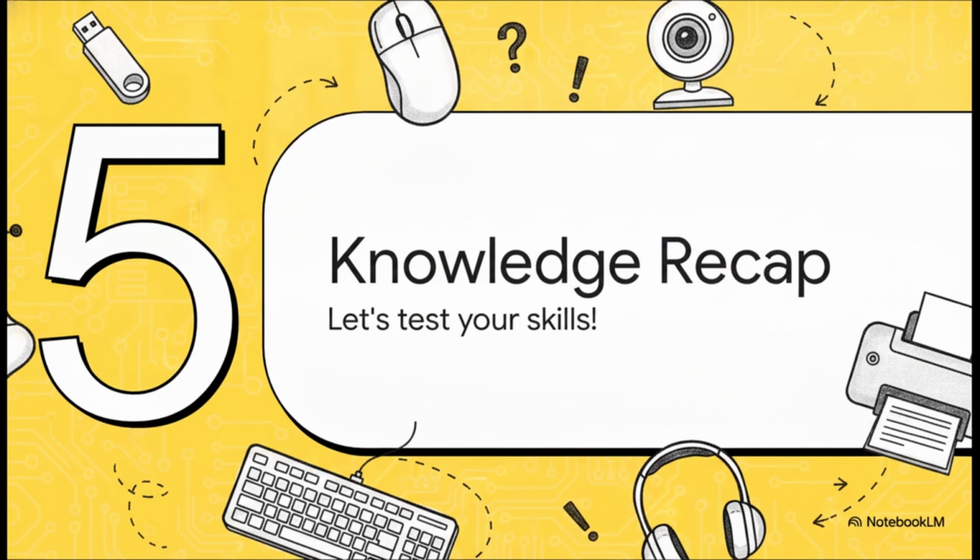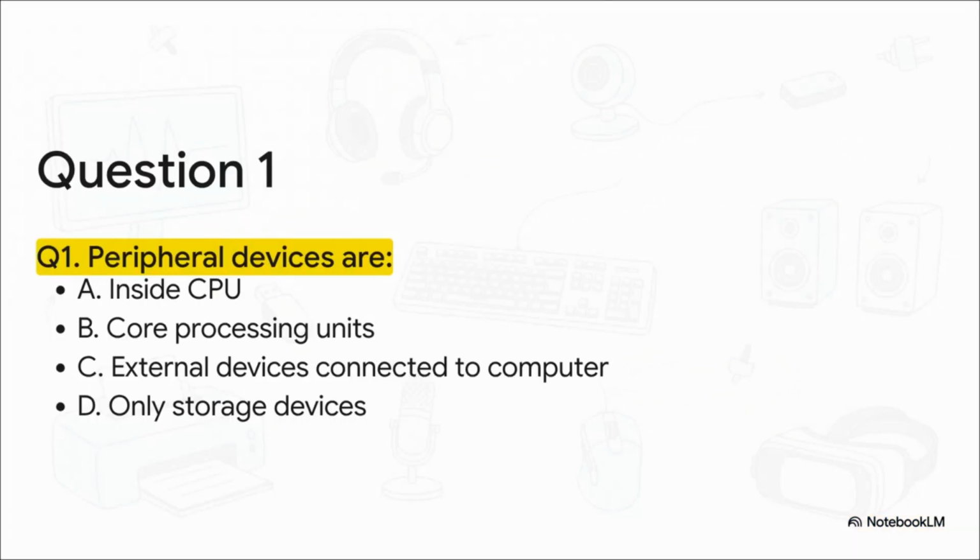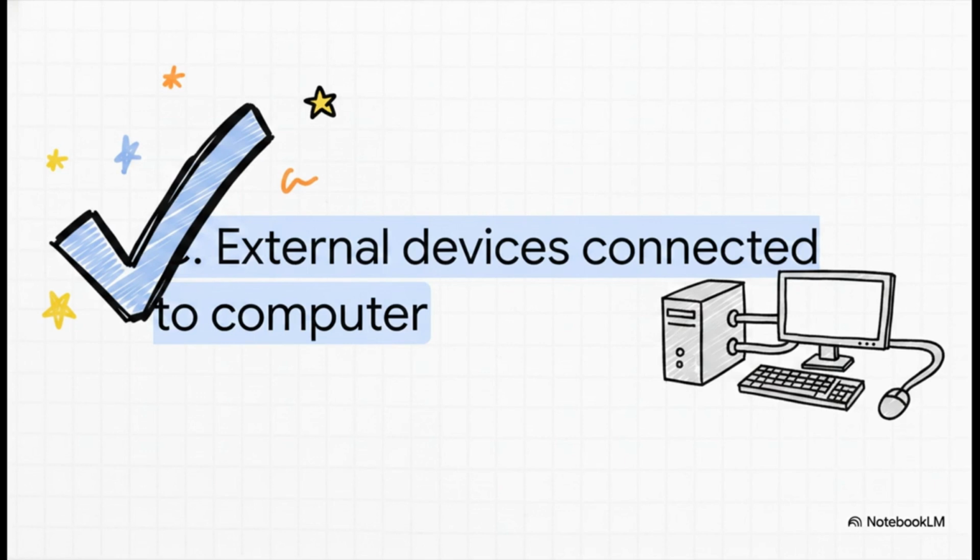All right, we've covered some fantastic ground today. Let's head into Section 5 for a quick knowledge recap. It's time to put that fresh knowledge to the test. Question 1. Peripheral devices are A. Inside CPU. B. Core processing units. C. External devices connected to computer. Or D. Only storage devices. Take a quick second to think about our definition. If you guessed C, external devices connected to the computer, you nailed it. They operate around the main system, remember? Great job. Let's look at the next one.